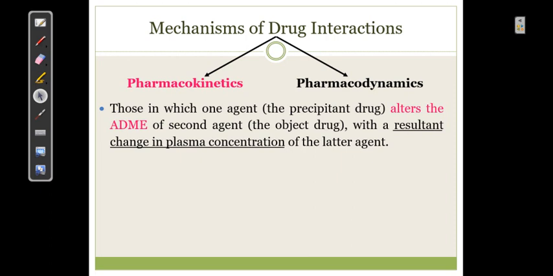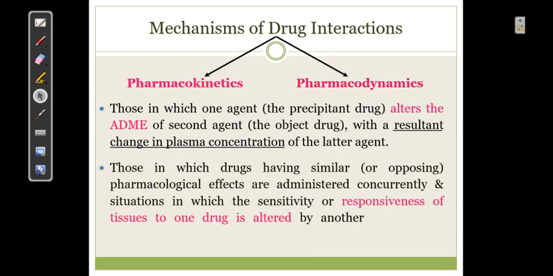As well as, we have checked the definition of pharmacodynamic drug interaction. It's a situation in which drugs having similar or opposing pharmacological effects are administered concurrently, and the sensitivity or responsiveness of the tissues to one of the drugs is altered by another. So this we have learned as the definition. Why am I revising? Because today we are going to get into the details of pharmacokinetic drug interaction.